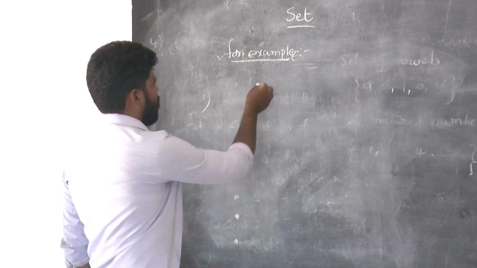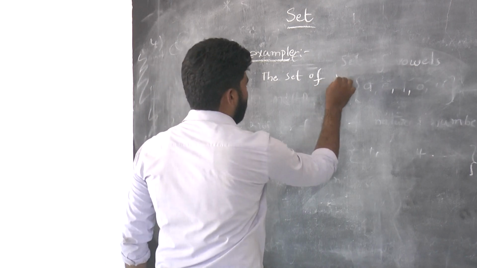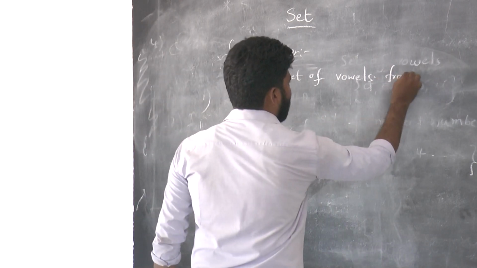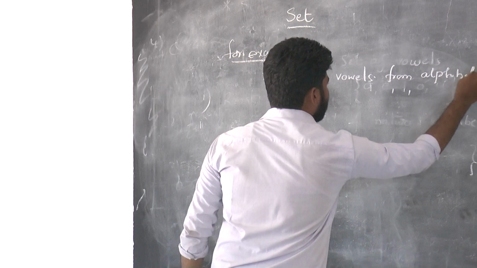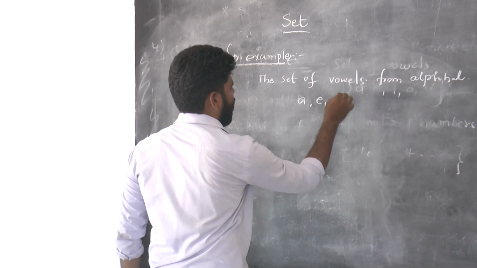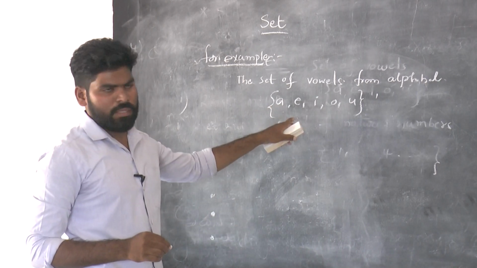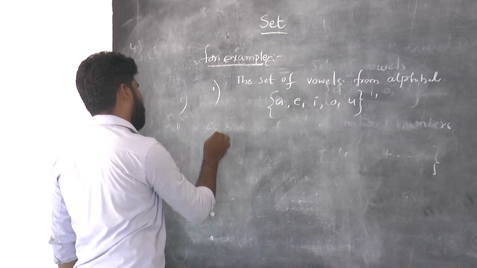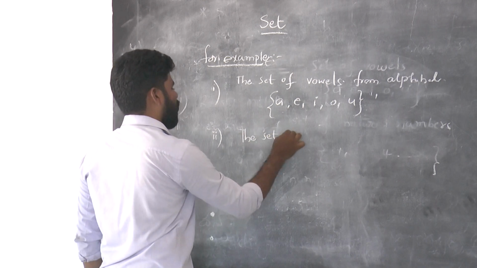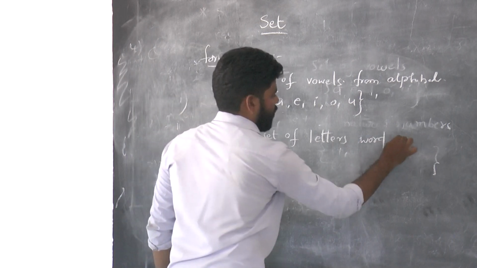For example, the set of vowels from the alphabet letters. So already we know what the vowels are: A, E, I, O, U. The list of elements. One more example: the set of letters in the word mathematics.